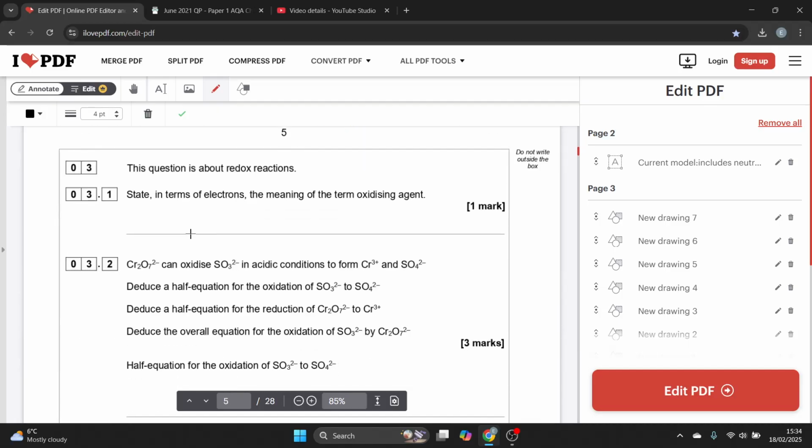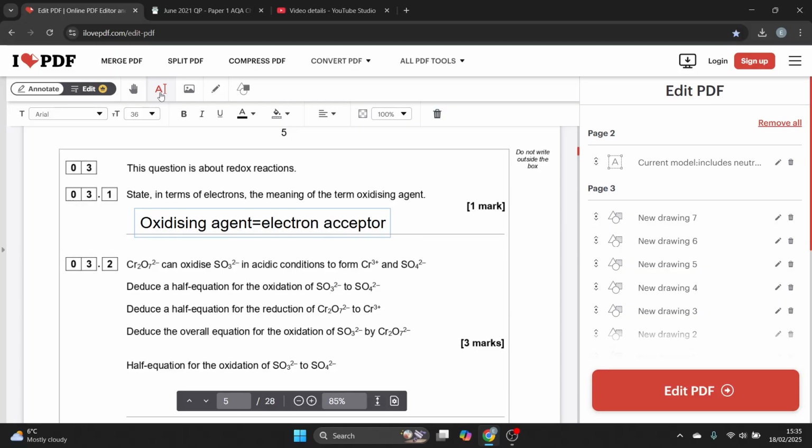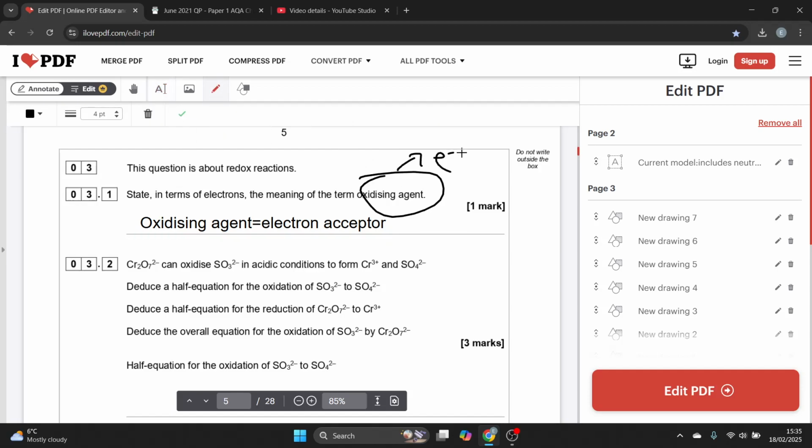State in terms of electrons the meaning of the term oxidizing agent. This came up literally, I think, a past paper ago, the 2023 one. Oxidizing agent equals electron acceptor. They always like to ask the definition for this, so definitely memorize it. Oxidizing agent: electron, negatively charged, electron acceptor.